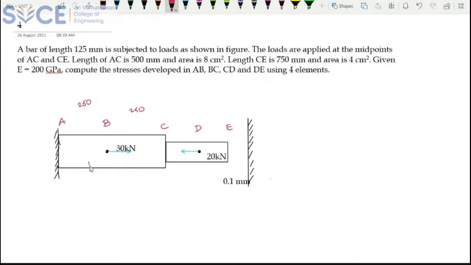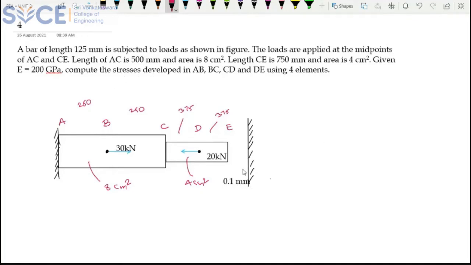They also mention the cross-section area, which is 8 centimeters square. We have to convert it to mm, because everything is in mm. Next, CE, from C to E, is 750 mm, so this is 375 and this is 375. These are the lengths mentioned here. We split it, and the area for this part is 4 centimeters square. So you have to identify the stress developed.